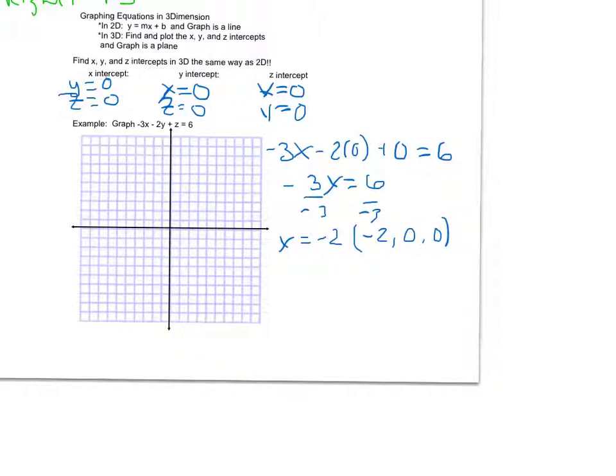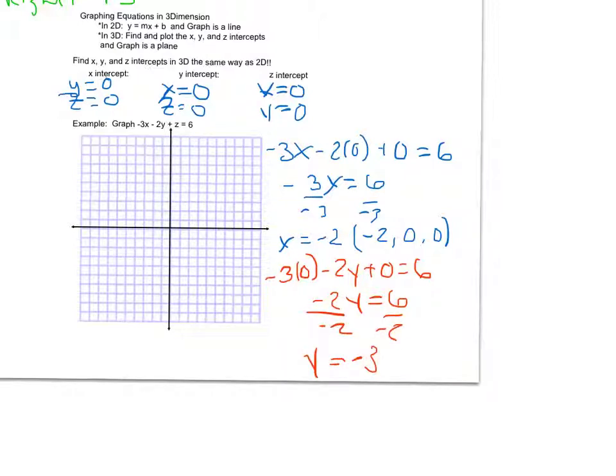I'm going to do the same thing now to find my y-intercept. So to find my y-intercept, I'm going to plug in 0 for x and 0 for z. So I will have negative 3 times 0 minus 2y plus 0 equals 6. Everything drops away except for the negative 2y. I divide both sides by negative 2, and I get y equals negative 3. So what does that mean? That means that I have the point 0, negative 3, 0. Because when I plugged 0 in for x and z, I got a y value of negative 3.